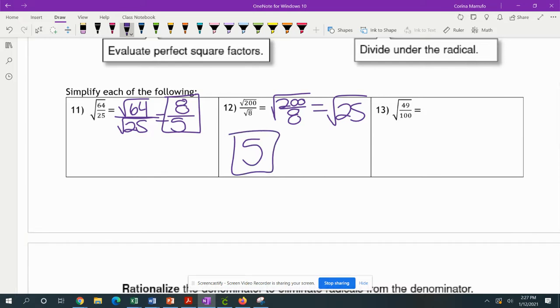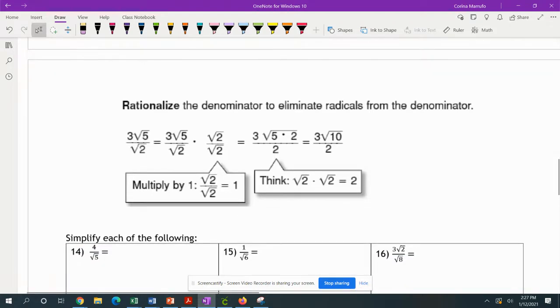And then last, we have the square root of 49 over the square root of 100. So we're going to go ahead and split the square root. We're going to take the square root of 49, which is 7, and the square root of 100, which is 10. If you can simplify the fraction, go ahead and do that. If not, you can leave it like that. Okay. The last thing is rationalizing the denominator to eliminate radicals from the denominator.